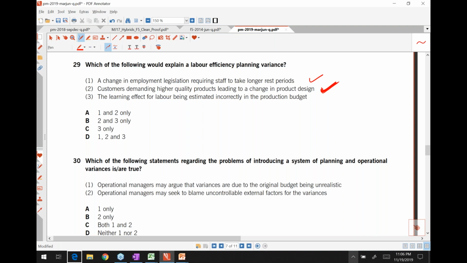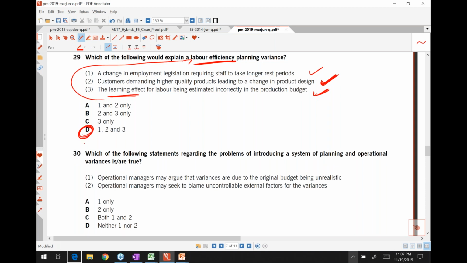The learning effect for labor being estimated incorrectly in production budget. Do you think learning curve will have an impact on planning and operational? Yes. If you fail to figure out the learning curve impact, this will affect the variance and you need to bifurcate into planning and operational. So yes, answer is D. All these things will have an impact on planning efficiency variance.